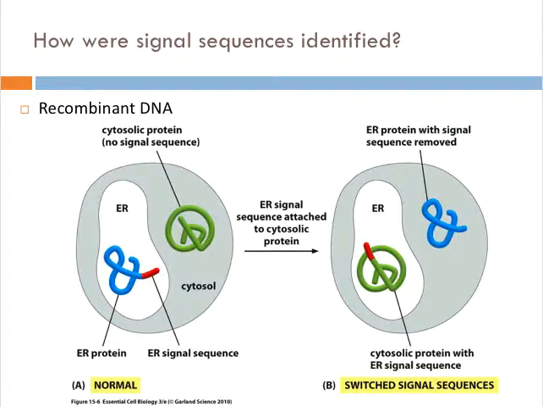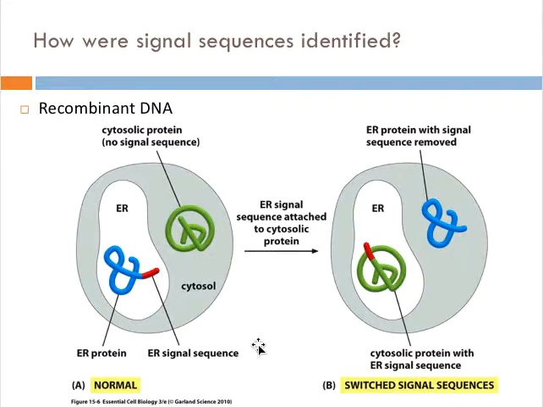So how do we find this? We utilized recombinant DNA techniques. So we have a cell here that has a protein in the lumen of the ER. So obviously this protein was synthesized out in the cytosol, imported into the ER, and then retained in the ER due to this signal sequence here. And this cytosolic protein did not have a signal sequence and therefore stayed in the cytosol.